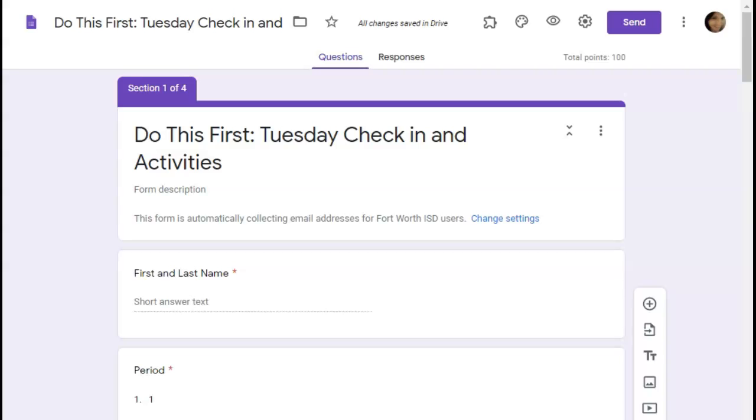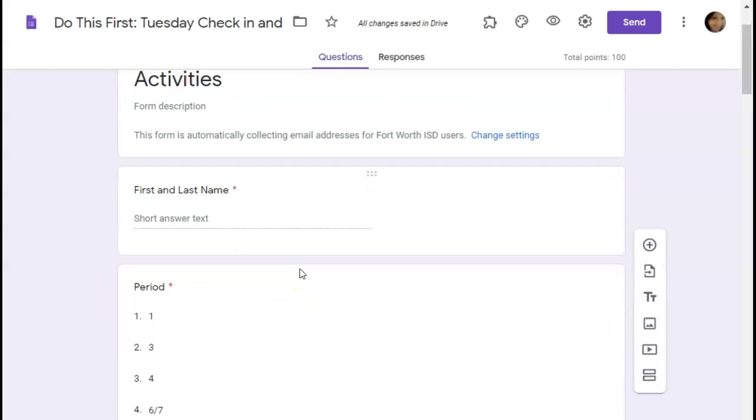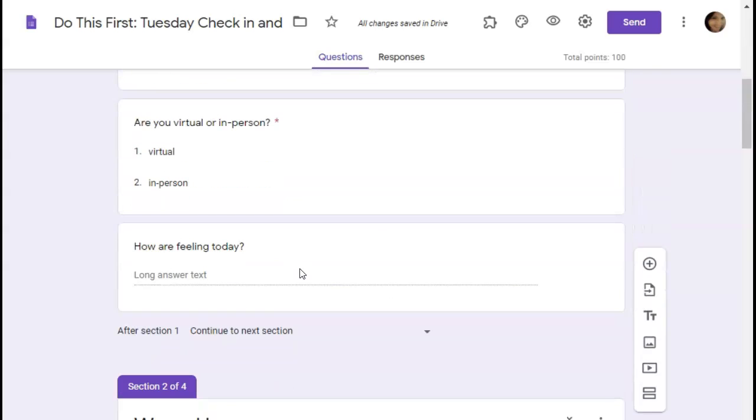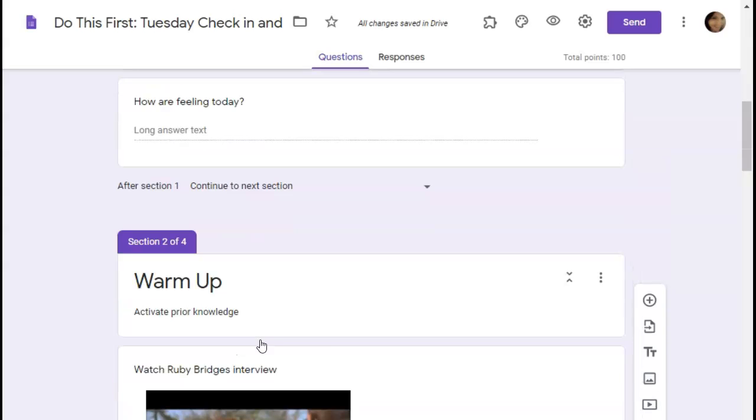Good morning, students. So the first thing you're going to do for our assignment today is a daily check-in, which is something we're doing every day now. So go ahead and put in your information, and when you're done with that section, you're going to click next to go to the next section, which will be a warm-up.